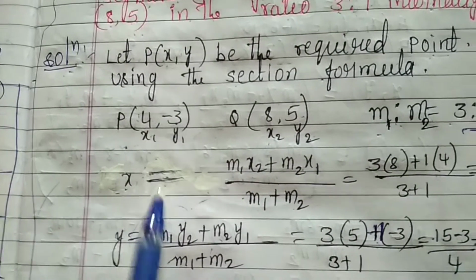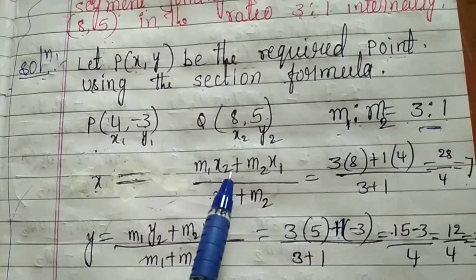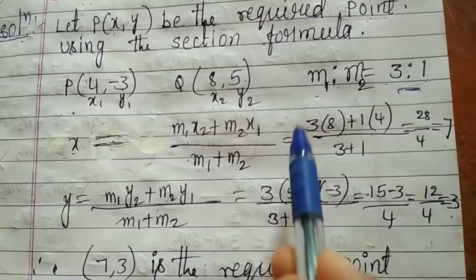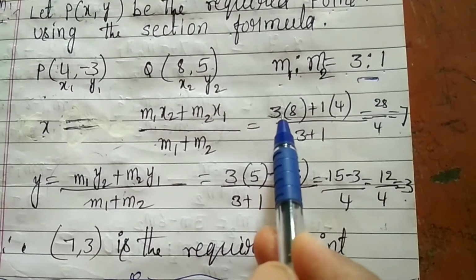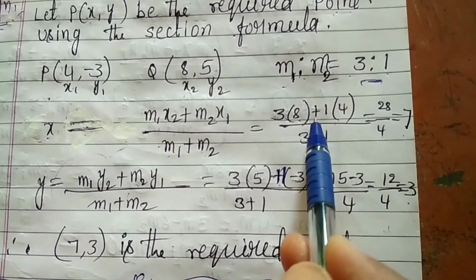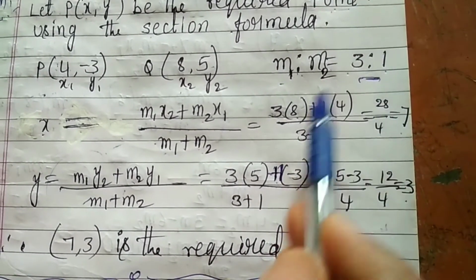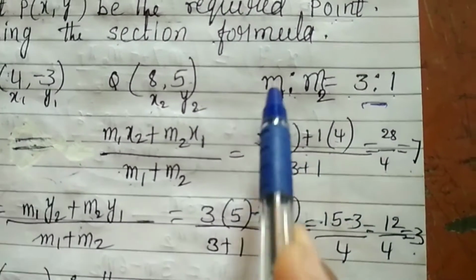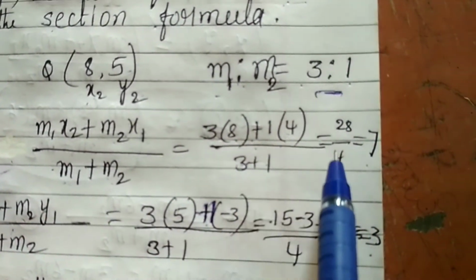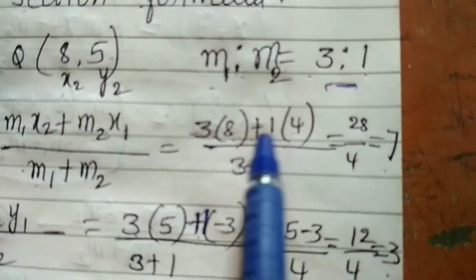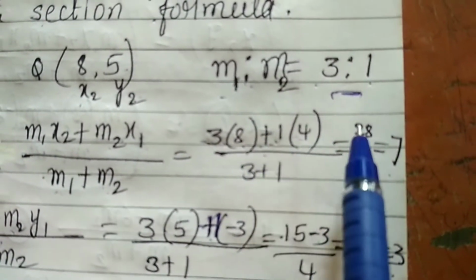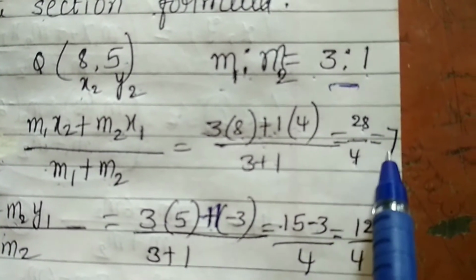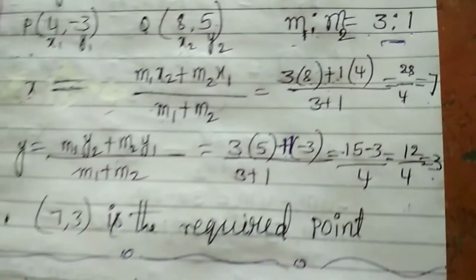X is equal to m1 x2 plus m2 x1 divided by m1 plus m2. We take m1 as 3, x2 as 8, m2 as 1, x1 as 4, divided by m1 plus m2, that is 3 plus 1, which is 4. 3 eights are 24 plus 1 four is 4, equal to 28. Therefore, 28 divided by 4. 4 sevens are 28.